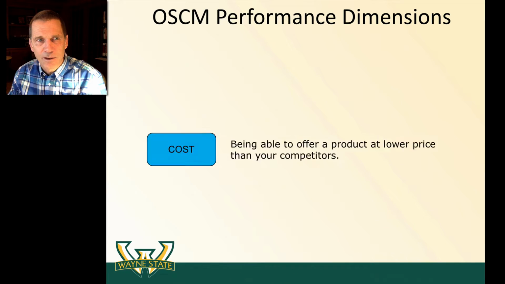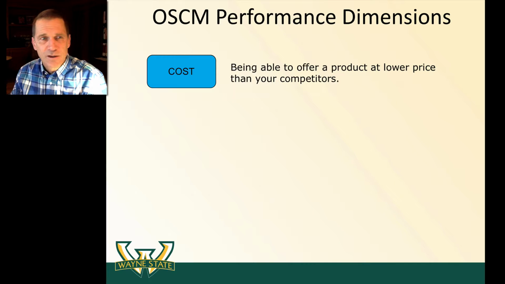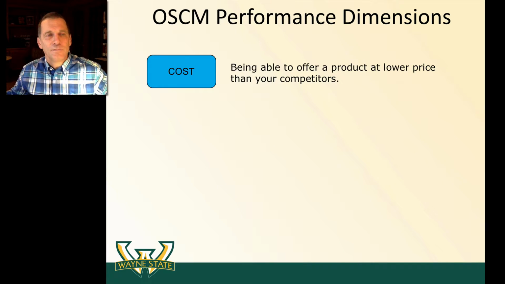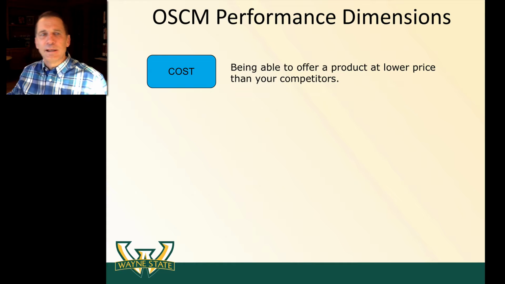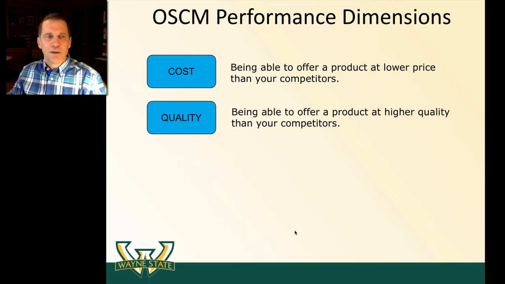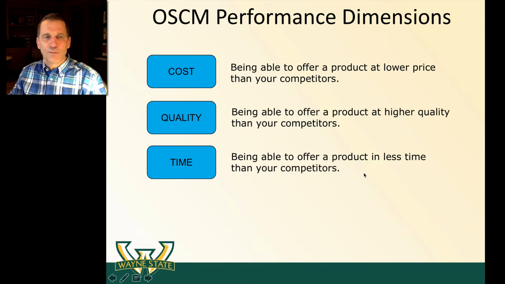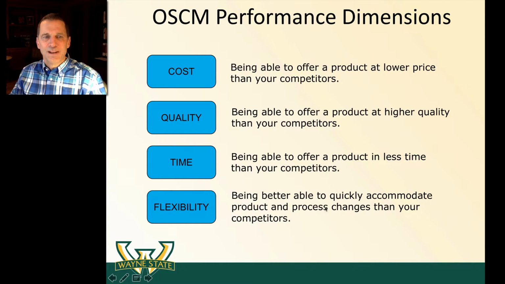Okay, the concept of OSCM performance dimensions. So there are 4 dimensions of OSCM performance that are commonly considered and examined by businesses. One, the first, is cost, being able to offer a product or service at a lower price than your competitors. The second is quality, being able to offer a product at a higher quality than your competitors. Time, being able to offer a product in less time than your competitors. And flexibility, being able to accommodate product and process changes more quickly than your competitors.